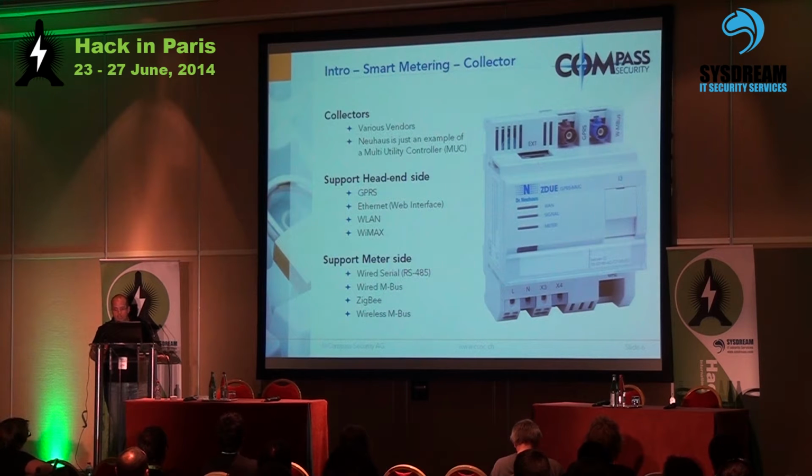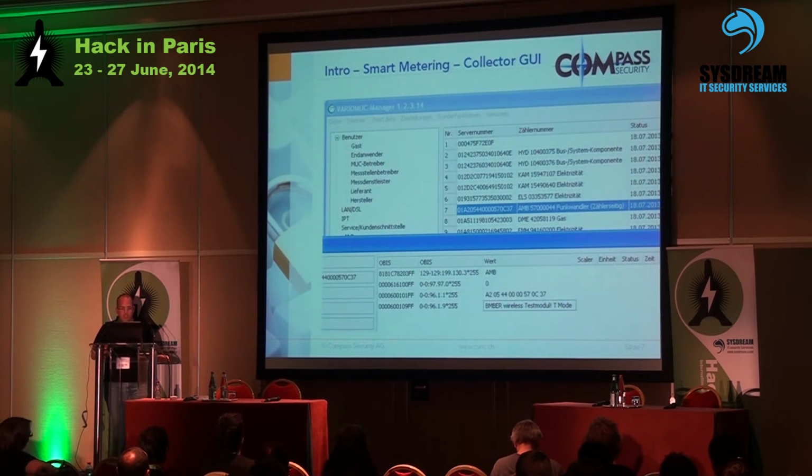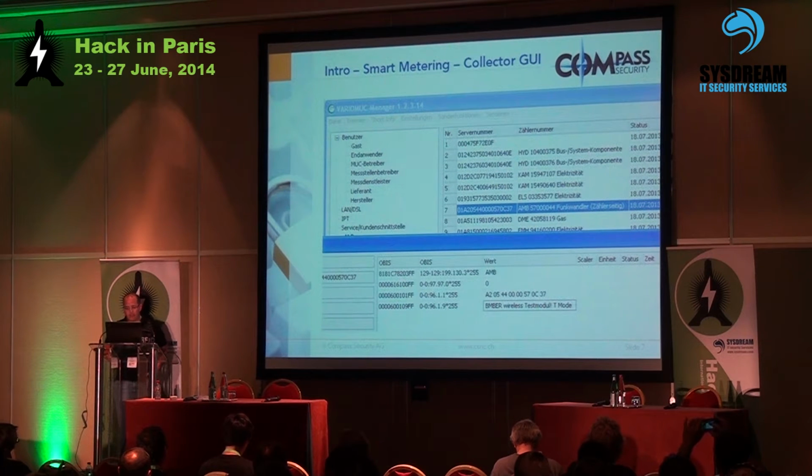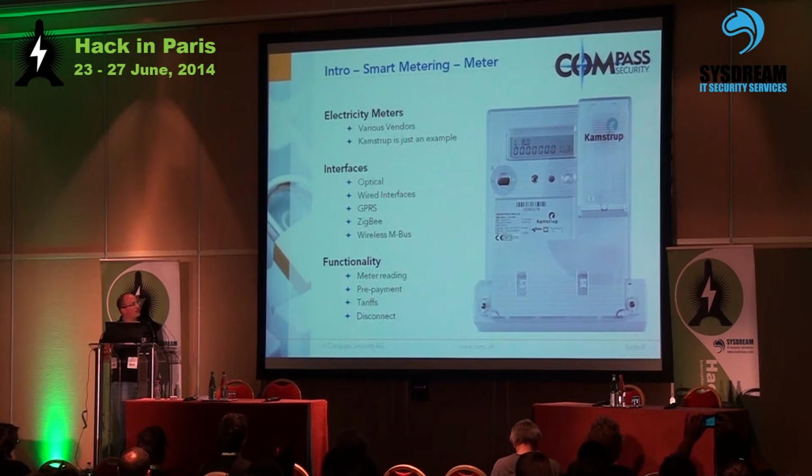That's a meter. This special meter is a Kamstrup electricity meter. You can basically plug any sort of communication PCB on it. There are PCBs for ZigBee, for wireless M-Bus, for GPRS. It's plug and play. You choose the interface you want, and they plug the correct PCB on it, and you're ready.